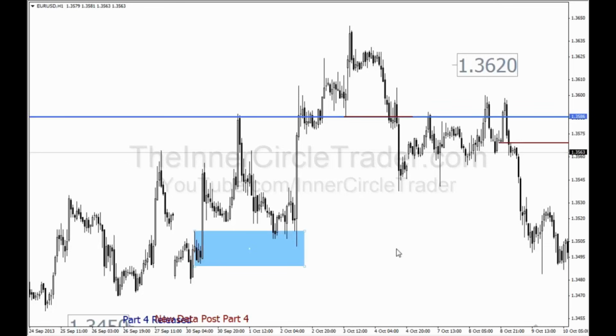We're going to be taking a look at the Canadian dollar and Japanese yen. I know you're scratching your head thinking, what is that? And then the Australian Japanese yen. Okay, so let's take a look at those now.